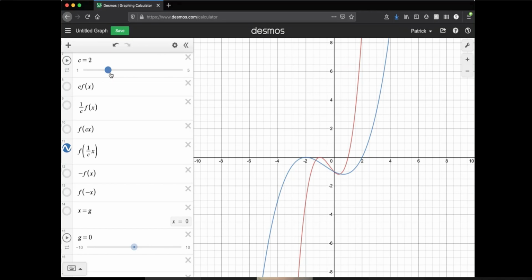It's kind of fun. But this is you stretching it horizontally. And again, the way you can tell is that your x-intercepts have changed while your y-intercepts have not changed at all. And the effect would be a horizontal stretch by a factor of 1 over c.